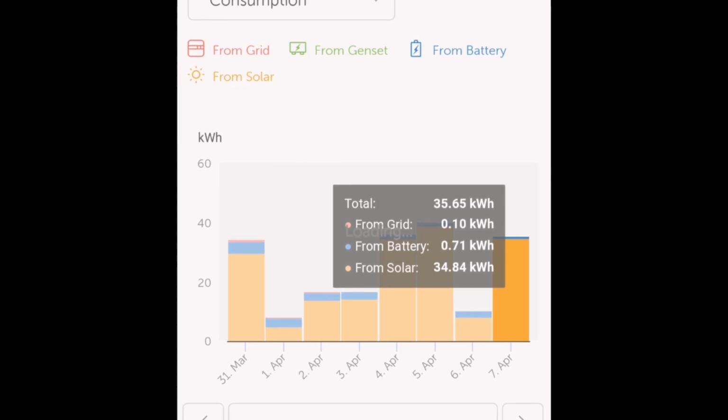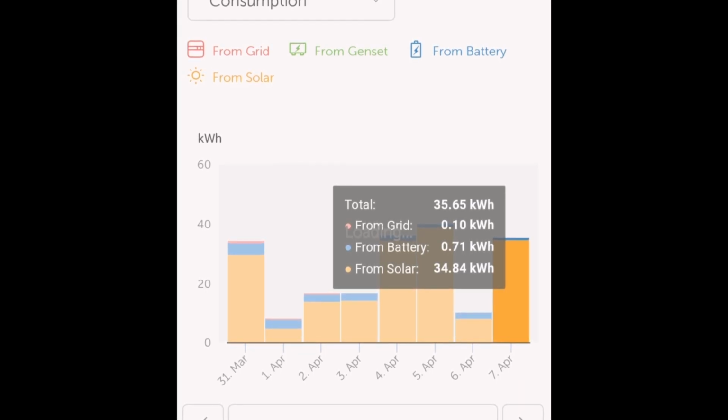Other people have different energy profiles of usage, and hence you can make different levels of savings.